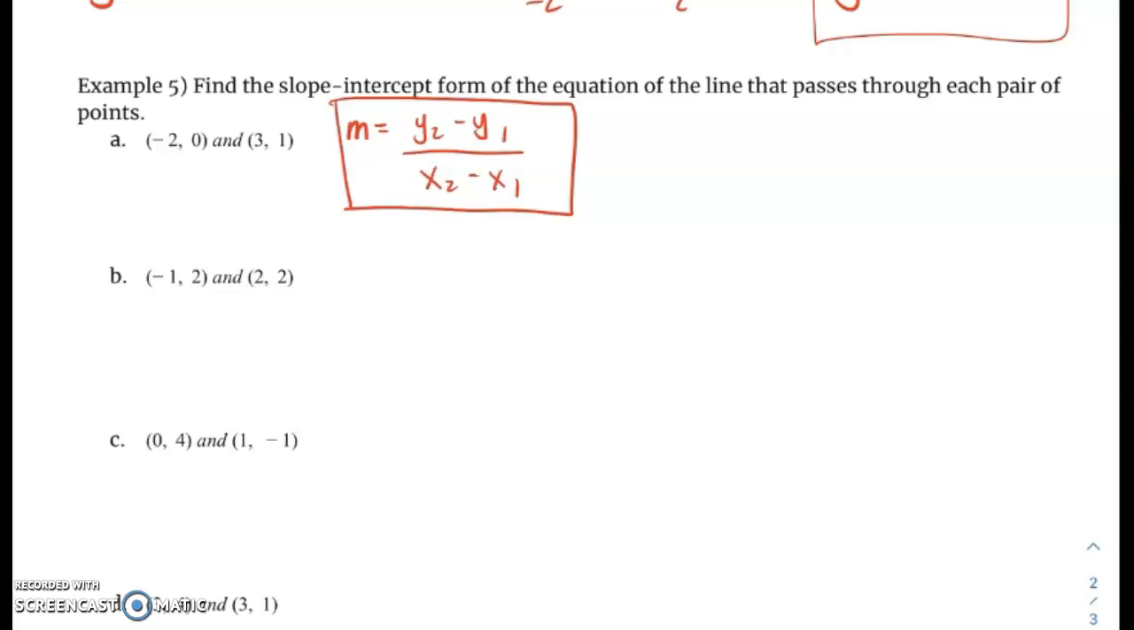If I plug in, these are all x's and y's, but you can decide which is point 1 and which is point 2. It doesn't matter. And then you plug in those accordingly. So the slope would be y2 is 1 minus y1 is 0, over x2 is 3 minus x1 is negative 2. Here I'm getting 1 over 5. So my slope is 1/5, and that is how I'll start the problem, and then we'll come back in part 2 to finish it.